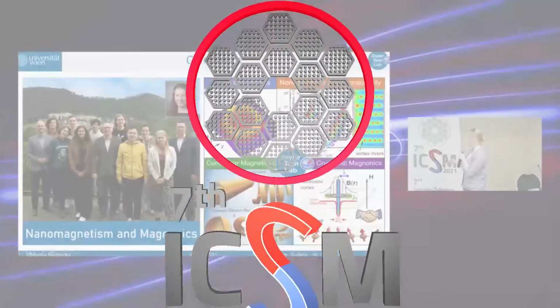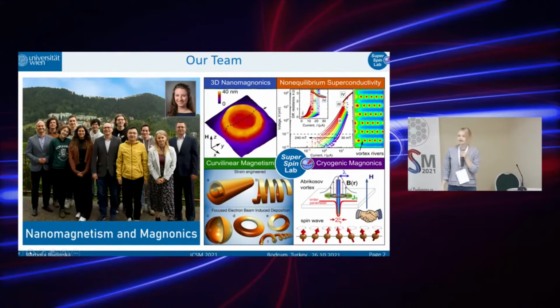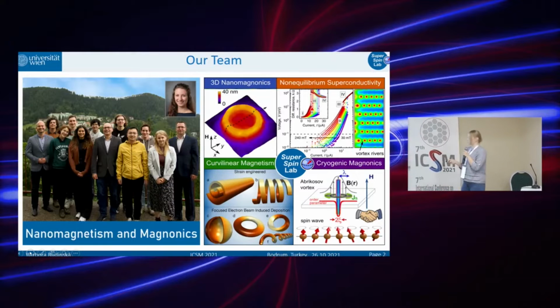So in the beginning, I would just like to introduce the group that I am a part of. It is the group based in Vienna, and it is a group of nanomagnetism and magnonics, and it has a subgroup, the Super Spin Lab. That means we have this unique thing where we can connect lots of magnetism and magnonics together with superconductivity, and this leads to a lot of research topics that are shown here, some of them. And the contributors to this work are also Stephanie North and my supervisor, Alexander Dobrovolsky.